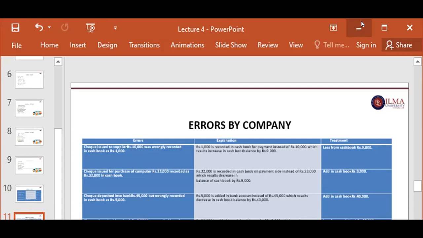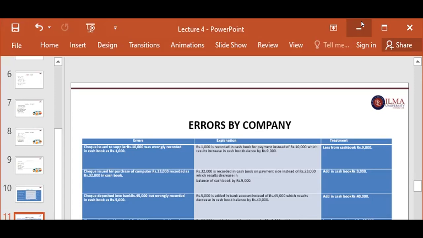The next error, a check issued for purchase of a computer for rupees 23,000 recorded as rupees 32,000 in the cash book. Rupees 32,000 is recorded in the cash book on the payment side instead of 23,000, which results in a decrease in the balance of the cash book by rupees 9,000. The treatment of the error should be add in cash book rupees 9,000.